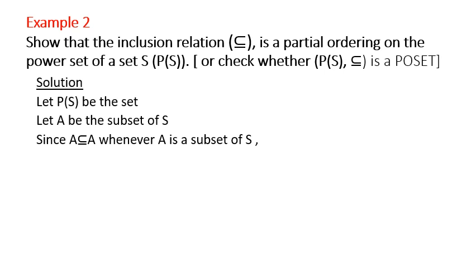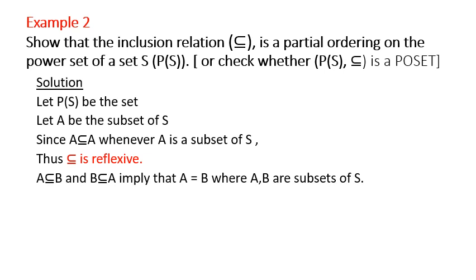Or if we take B as the set {a, b}, then we can say that the set {a, b} is a subset of the set {a, b} itself. So that is a property of set theory. This is the basic elementary thing of set theory. So since A is a subset of A, whenever A is a subset of S, this inclusion relation is reflexive.